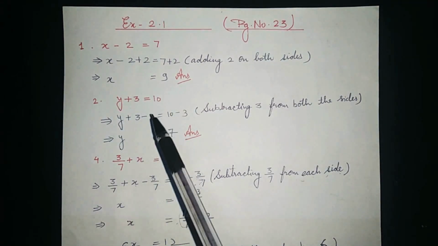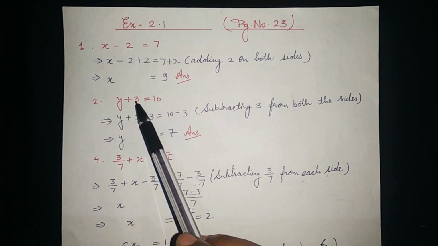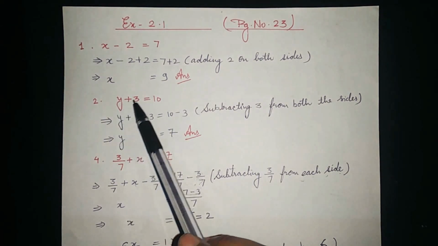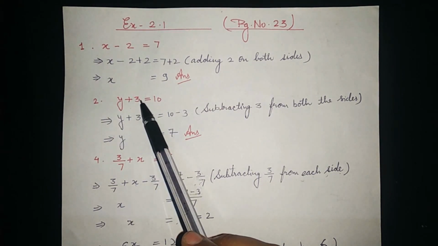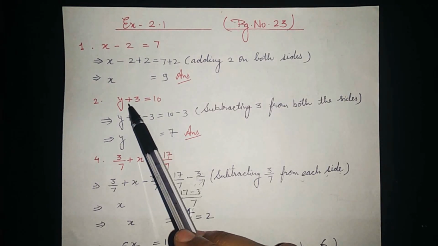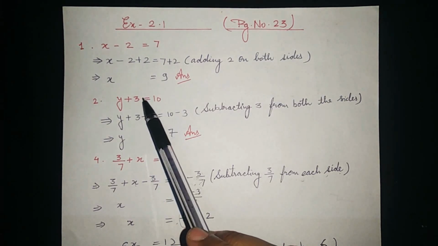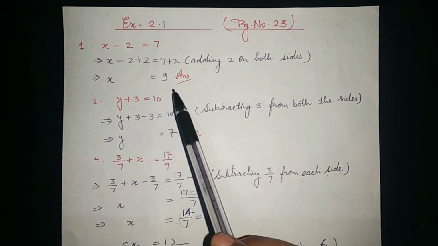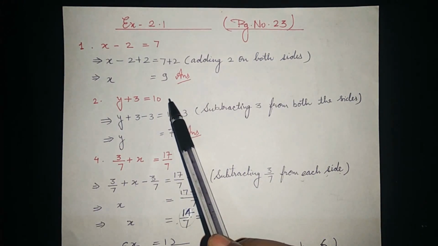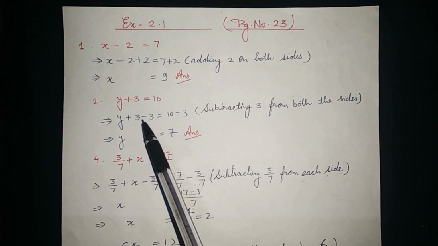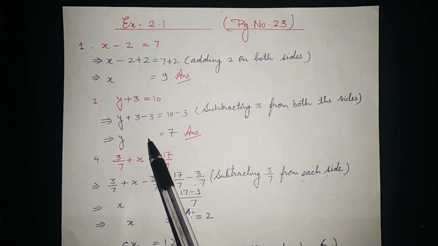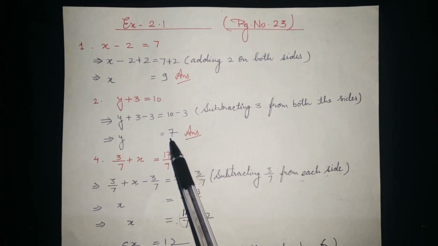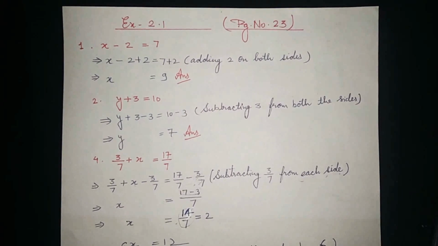Now see the second question. y plus 3 is equal to 10. y is a variable and 3 is a constant which we want to eliminate here. So it is plus. So what do we have to do here? We have to write minus 3. And the same thing we will do on the right hand side also. 10 minus 3. Now plus 3 minus 3 is 0, no need to write. Here 10 minus 3. What came? 7.